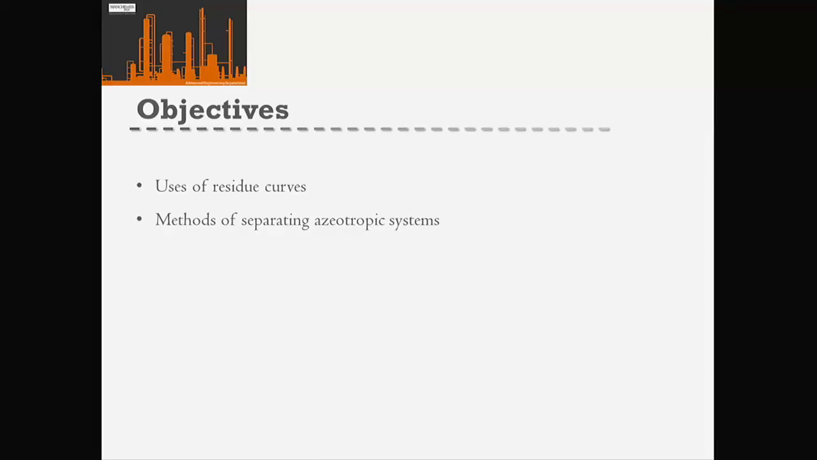So what I want to move on to today is, now we have these residue curves, what can we actually use them for? What are the uses of these residue curves? And also, what methods do we have of separating components with azeotropes in? And then how can we use these ternary diagrams to start to represent these distillation sequences so that we can think about designing the separations for these azeotropes?